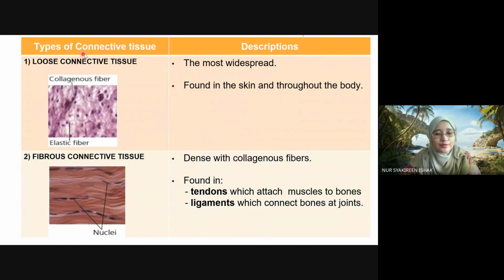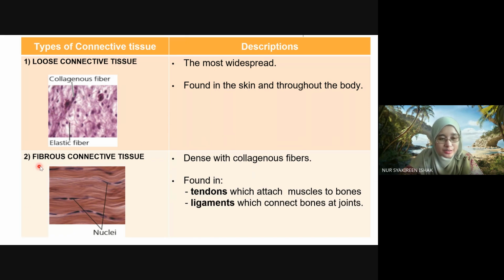Okay, so types of connective tissues. The first one, loose connective tissue, is the most widespread. They are found in the skin and throughout the body. In loose connective tissue, there will be collagenous fibers and also elastic fibers.